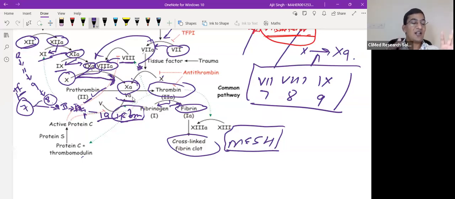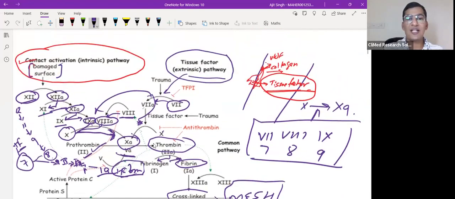So see here, the most important and strongest factor is 10, which is converting the prothrombin into thrombin. And why are there multiple factors which are just activating X? Because X is needed to activate the prothrombin into thrombin, and then thrombin will convert fibrinogen into fibrin, right? So this is the simplest cascade to understand. There are two pathways, one is intrinsic and one is extrinsic.